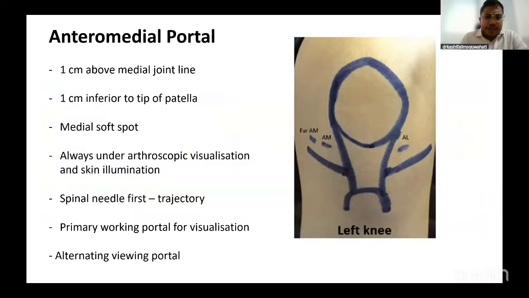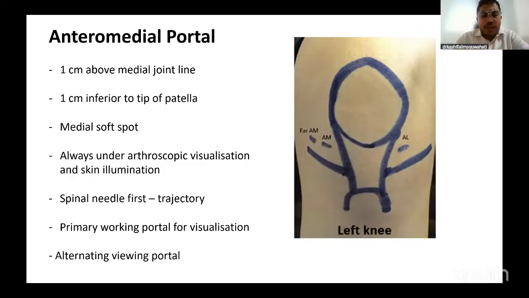So the anteromedial portal, which is 1 centimeter above the medial joint line and just inferior to the patellar tip, it's the medial soft spot. We should always remember that this has to be done under arthroscopic visualization and skin illumination.